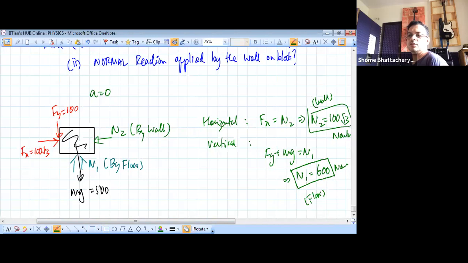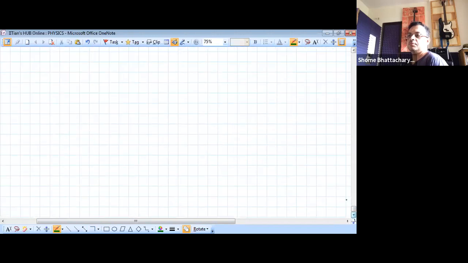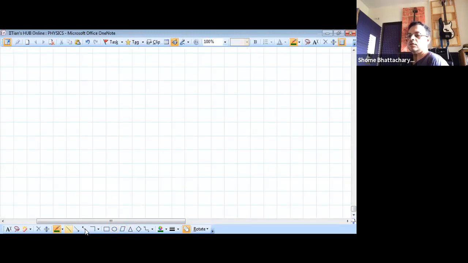Okay, so hope this one is clear to all of you. Okay, now let's look at the next example. Now this is where things start getting a little bit more tricky, because we bring inclined planes into this situation.